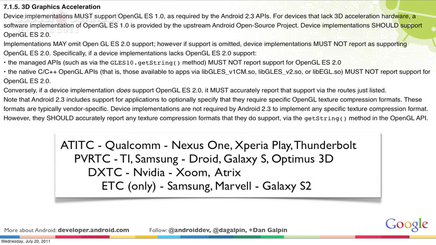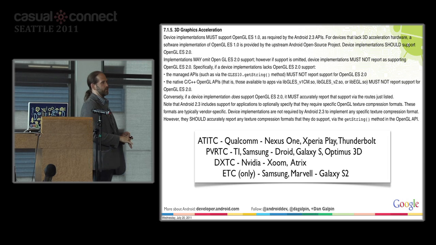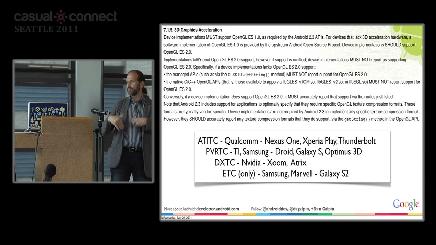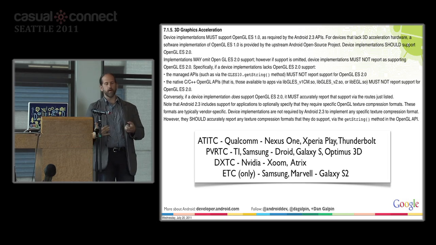However, we can see right there in the CDD that they're actually not required to implement it. But they should accurately report what they do. So on Android, there are 4 main varieties of texture compression available. And the good news is that virtually every OpenGL 2 device supports ETC1.